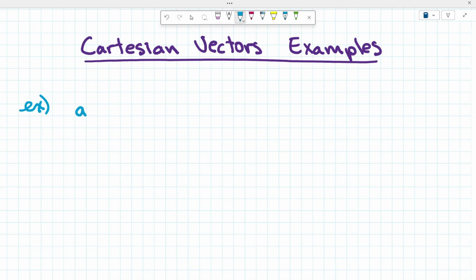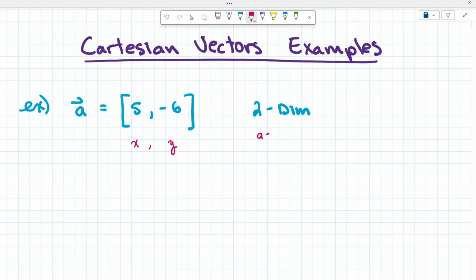So first of all, let's consider some vector A that equals (5, -6). So knowing what we know about vectors, we know that this is two-dimensional, and this is a Cartesian vector, also an ordered pair. An ordered pair means that this 5 represents our x, and this negative 6 represents our y value. And this is also considered to be an algebraic form, which is also called ordered pair notation.